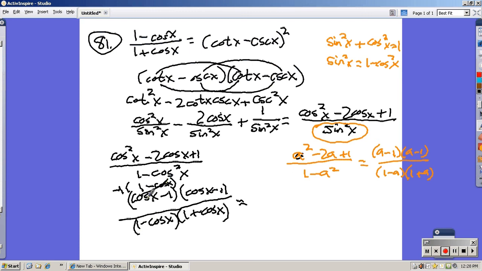So now that does cancel with that. And then what I end up with in the top is negative 1 times that. So if I multiply this by negative 1, those signs are going to switch. That negative 1 becomes a positive 1. That cosine becomes a negative cosine. And this just stays 1 plus cosine. And there it is. The right side equals the left side. It's verified.